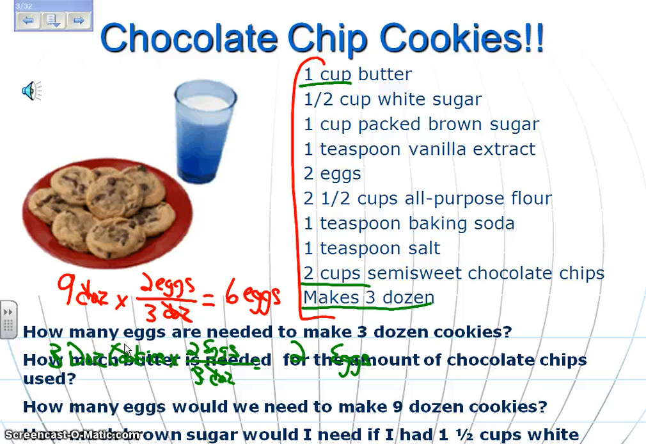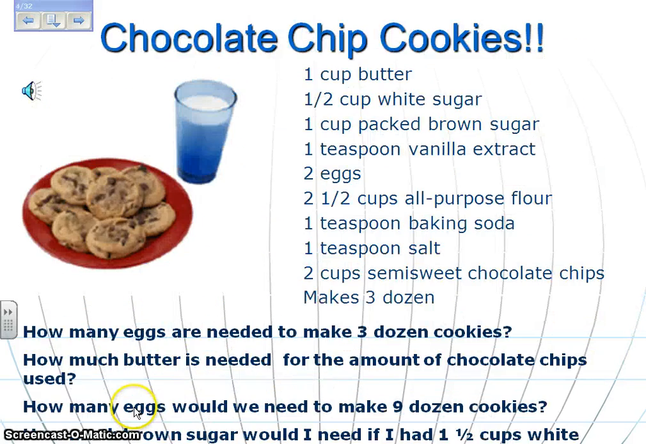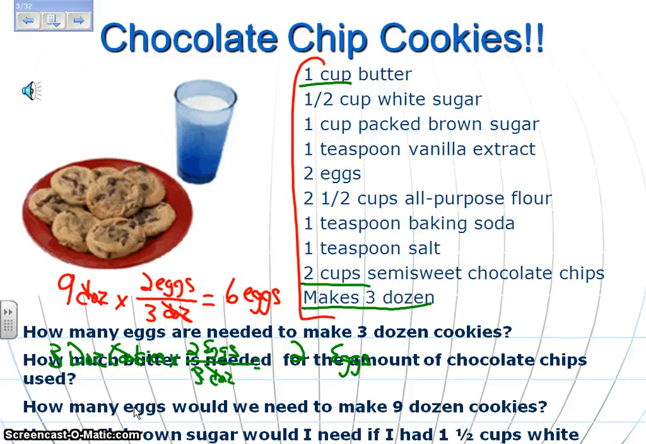And what I want you to do now is calculate how much brown sugar would you need if you had 1.5 cups of white sugar. 1.5 cups white sugar. So you should have that in your notes.